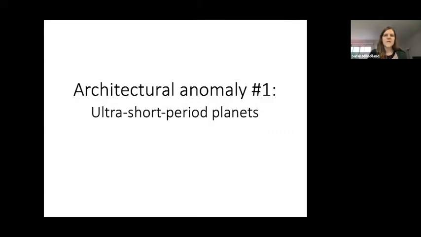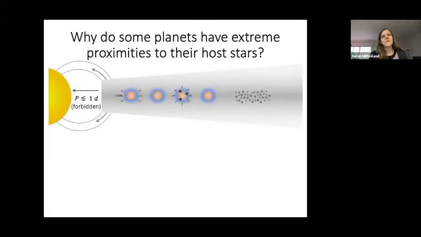Okay, so the first topic I want to focus on is these so-called ultra-short period planets. I briefly alluded to these earlier on when I was giving some examples of architectural anomalies. But the primary question that I want to talk about here is why we see planets with really extreme proximity to their host stars. These extremely close-in planets are particularly peculiar when we think about the fact that planets form in disks, and so they shouldn't be able to form inside the inner edges of their disks.